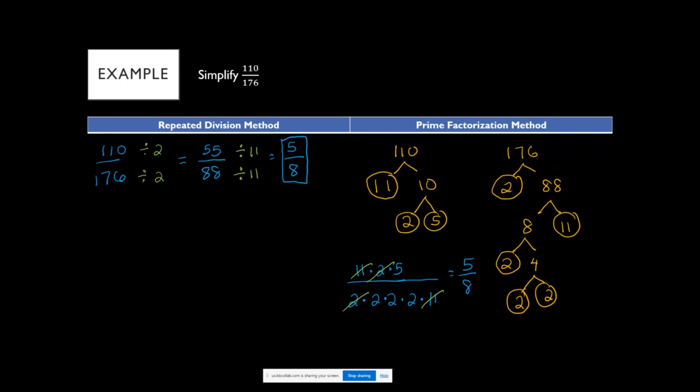Now we got lucky. The repeated division was only 2 steps, but sometimes you can do the repeated division and it takes 5 or 6 steps. And that's where it's like, oh, maybe I should have just done prime factorization.